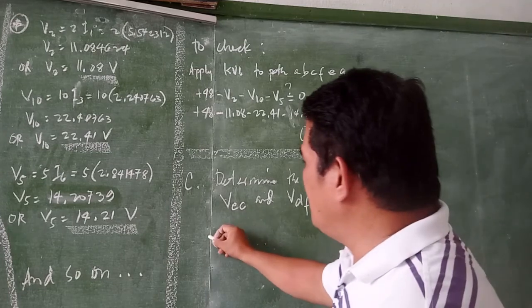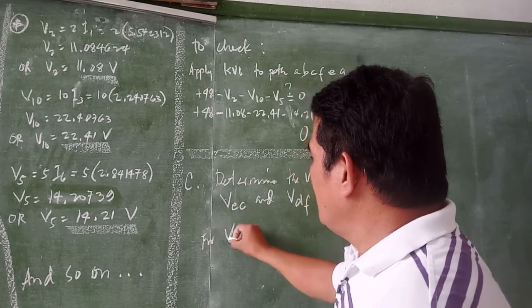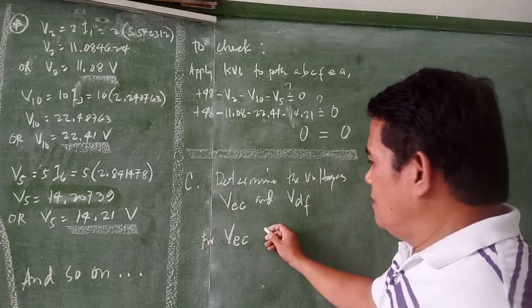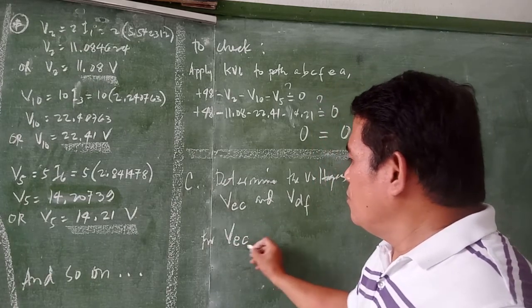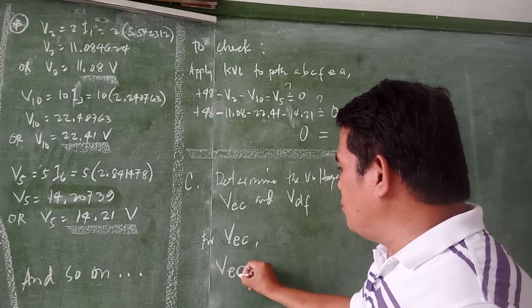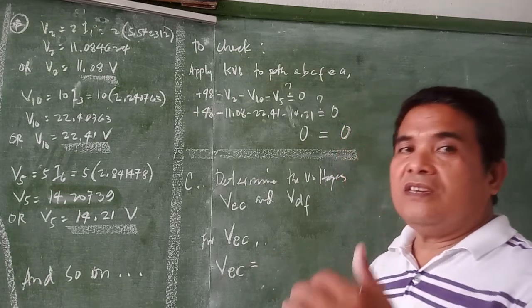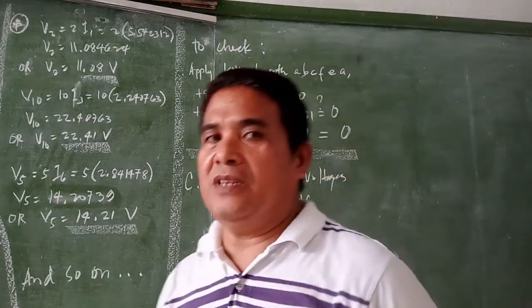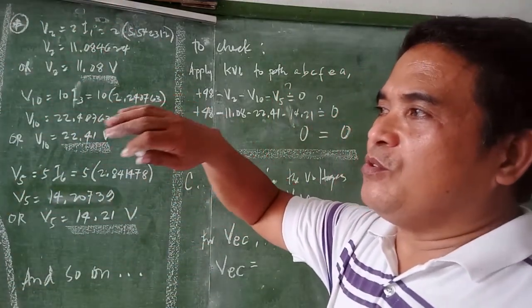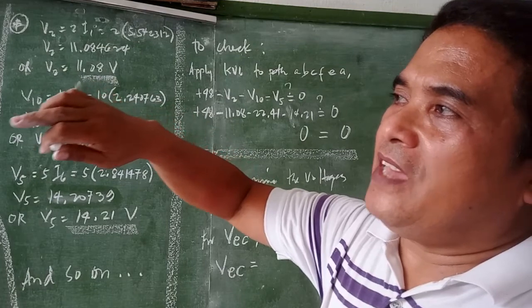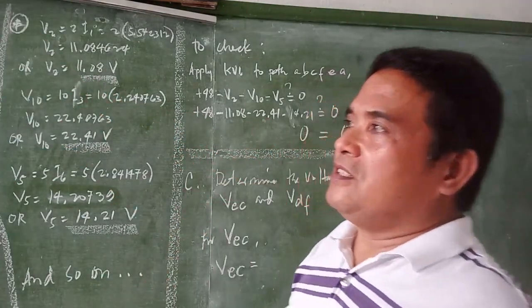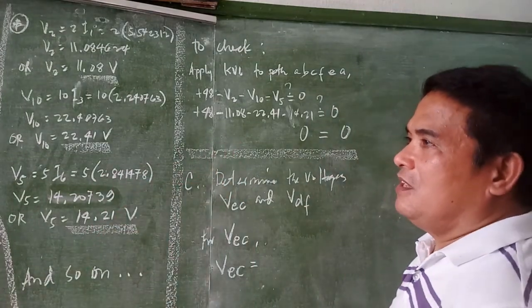Say for example, for V sub EC, all you have to do is to trace the voltage from E down to C using any path of the circuit. Say for example, in this particular circuit, I may choose to trace the voltage from E down to C using the 48 volt source and then the 2 ohm resistor.